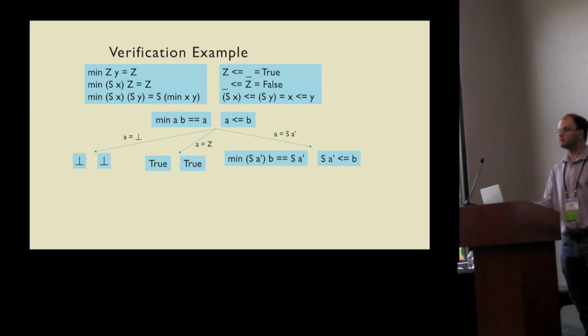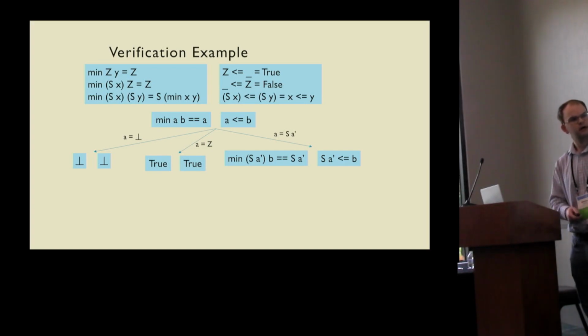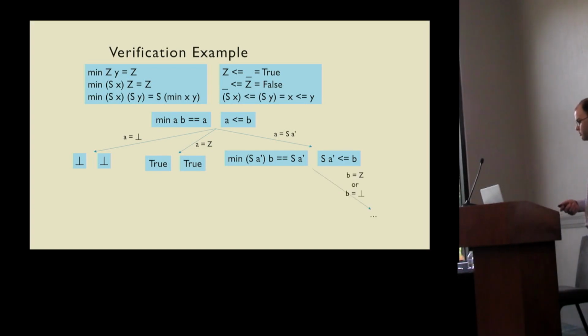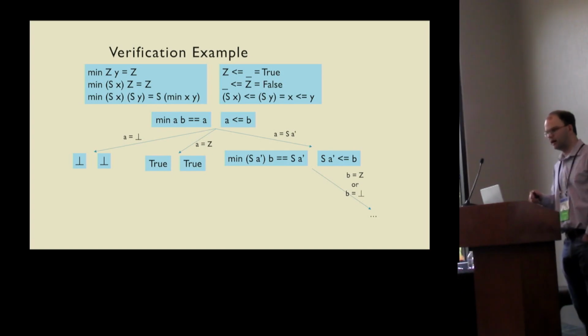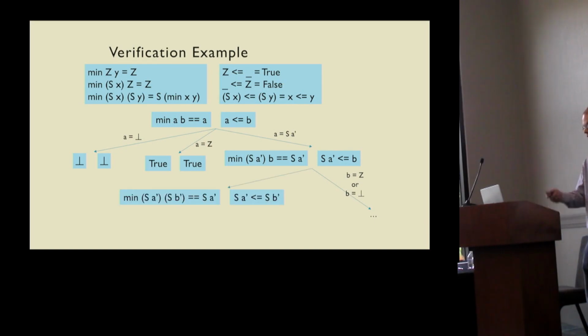Or a could be the successor of some a prime. And in that case, we get something a little bit more interesting, where we now have to think about what are possible values of b. So if b is 0 or b is error, this is pretty trivial. It ends up being true just by straightforward application. If we have b equal to the successor of b prime, we get two states.